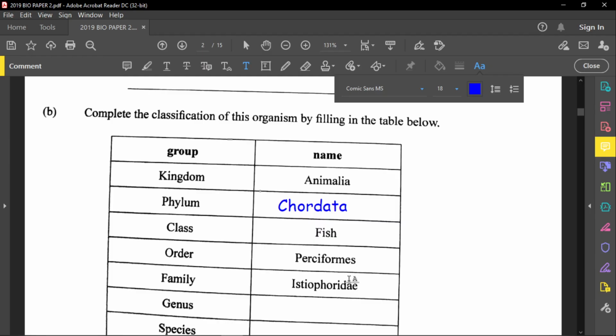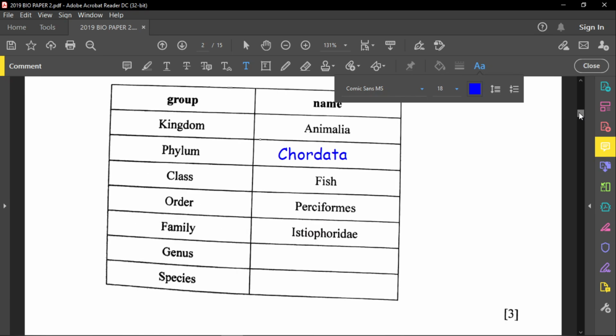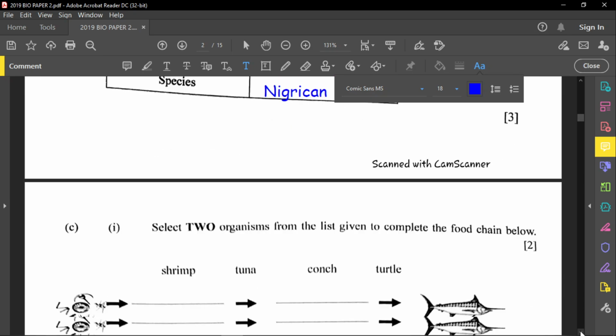And so the class of fish, the order is the Perciformes, and then we could go into the family, which is the Istiophoridae. And then the genus, as we have in the scientific name, which is Makaira. And the species here will be nigricans. So that will be the species. So now we have the scientific name and the whole thing filled out.